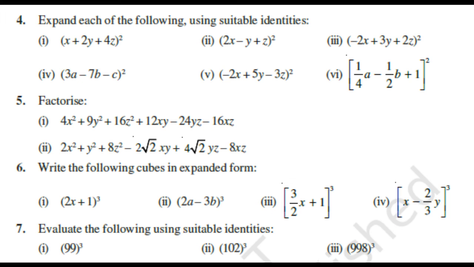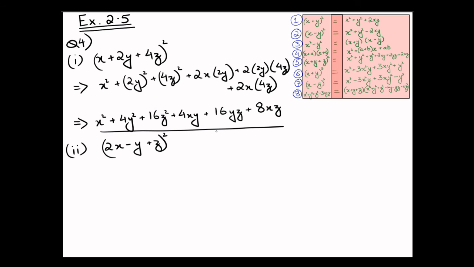The second part is 2x minus y plus z whole square. Now this again is a use case of identity number 5. Again, don't be confused by the minus sign here. I can simply write this as plus of minus y, and my y term becomes minus y. Rest everything remains the same. So let's expand this.